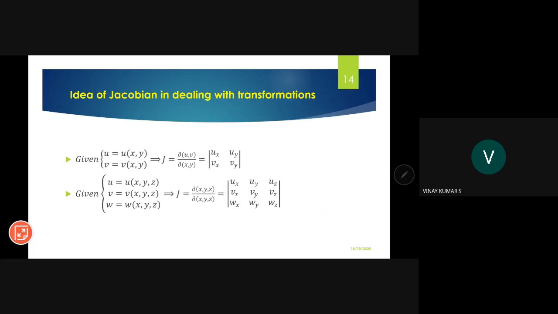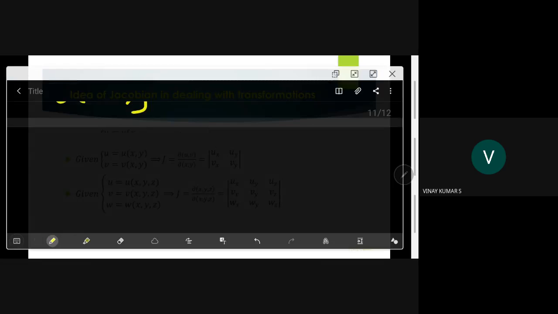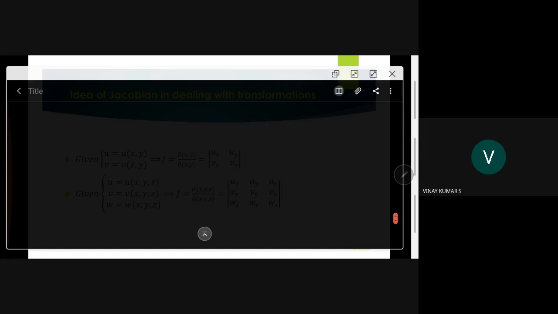Usually it comes for transformations. I will tell what is transformation. In case of three variables, the Jacobian is like this. So please remember one thing here: it is easy to remember the Jacobian. Use of Jacobian will directly go there.